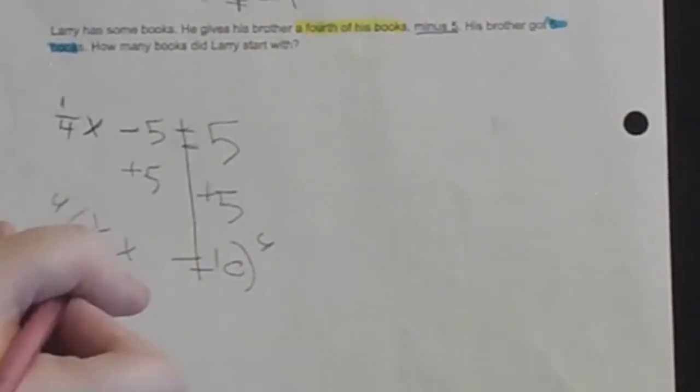4 times 1 is 4. Divided by 4 is just the 1x, but I don't have to write the 1. Or since I'm timesing the top and bottom, you can just say they cancel, so you're left with 1x. Equals 10 times 4, which is 40.